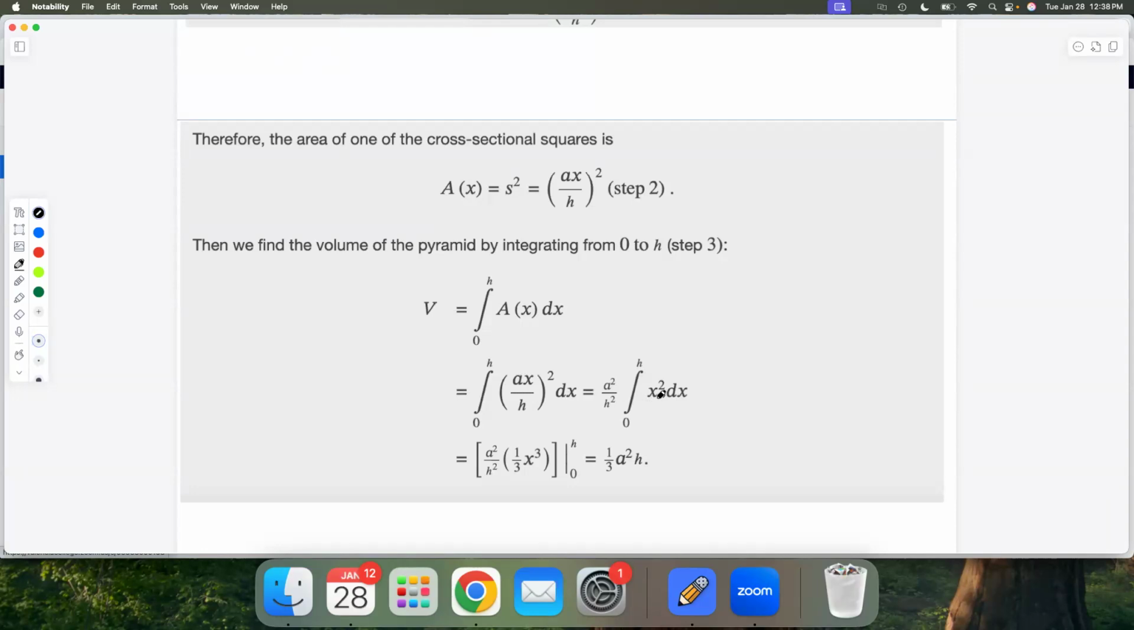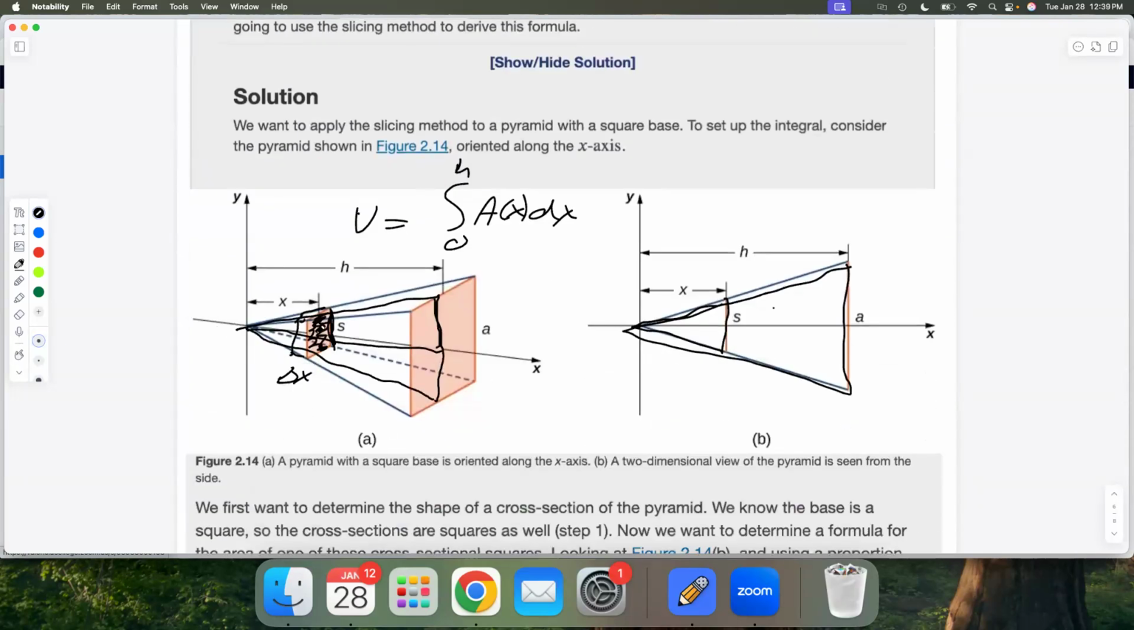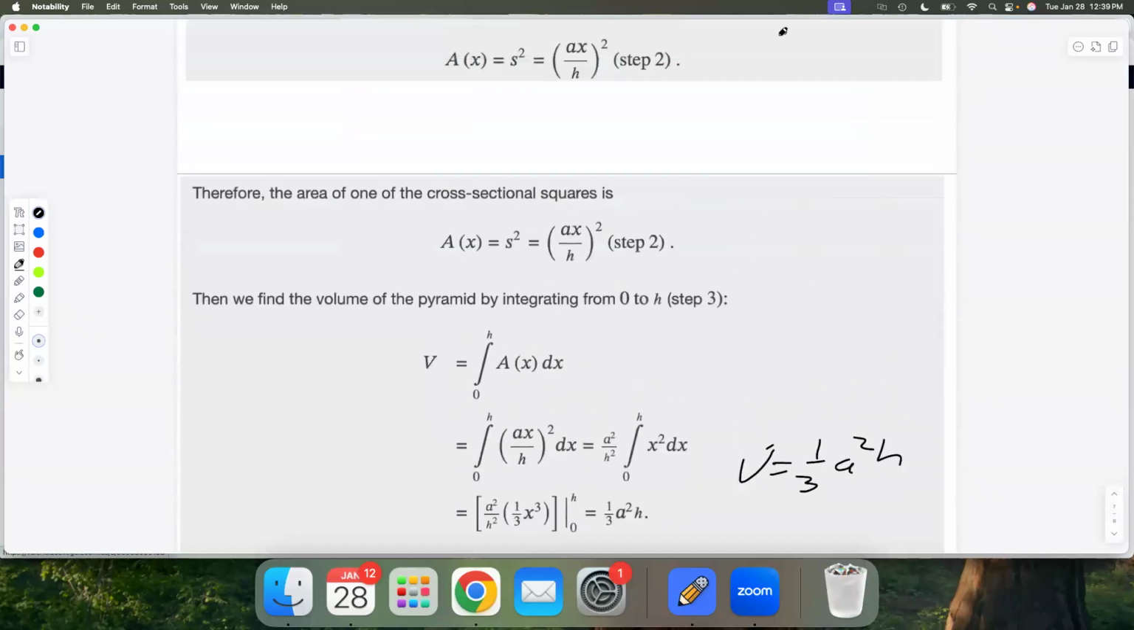Antiderivative of x squared dx is x cubed over 3, and we're going to evaluate from 0 to h. At 0, everything is 0. At h, we get, oh, we already knew that formula. So the volume of a pyramid is 1/3 a squared h, where h again is the height of the pyramid, and a here is the length of one of the sides of the square base. Okay, that's a good place to stop in this.